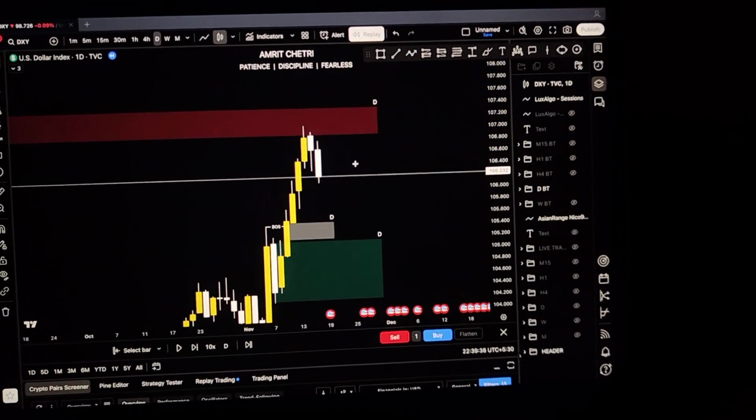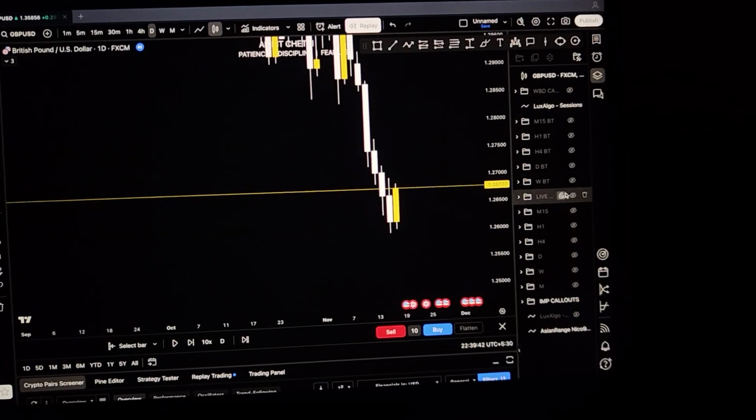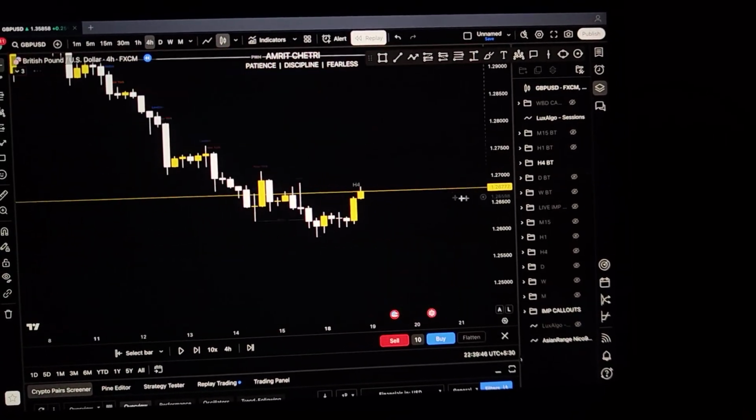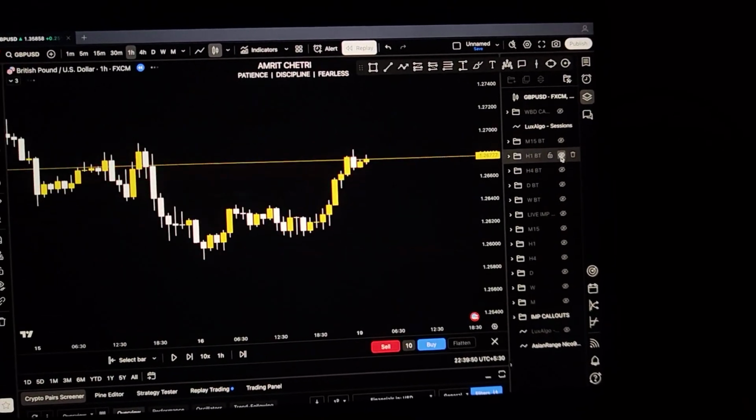So clearly going on Tuesday, my bias is bearish on DXY and bullish on GBP USD, right? So now we go to the H4 to see some sort of change of character to the upside, which we could find none. There was no change of character.